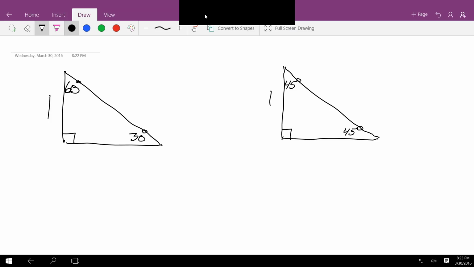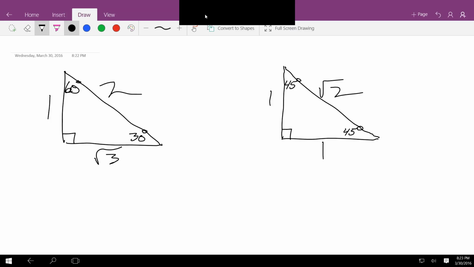In other words, that's 1, that's 1. What's the side opposite the 60-degree angle? The side opposite 60 would be root 3. Hypotenuse is 2. And over here it's root 2. Okay? So you want to memorize this picture.